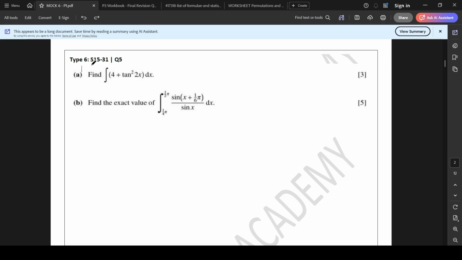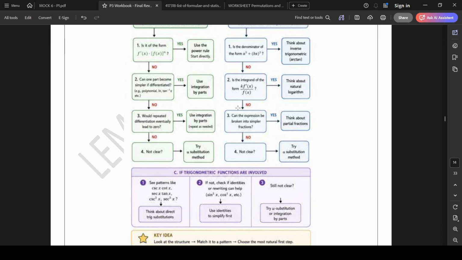So this question is coming from May June 15, paper 3 variant 1, and this is the fifth question of the paper. In both the parts you can see we are dealing with trigonometric identities. Now there is no direct way to integrate tan squared 2x in this particular format if you look into your integration roadmap. But then if you look into the section over here, let me highlight it.